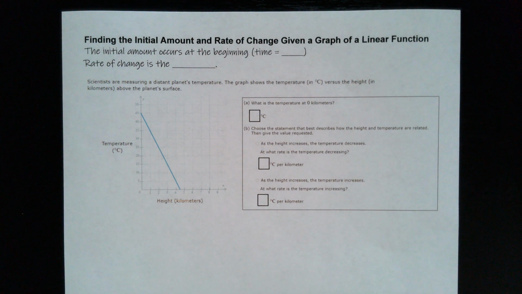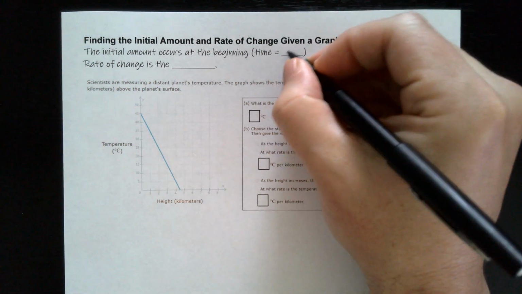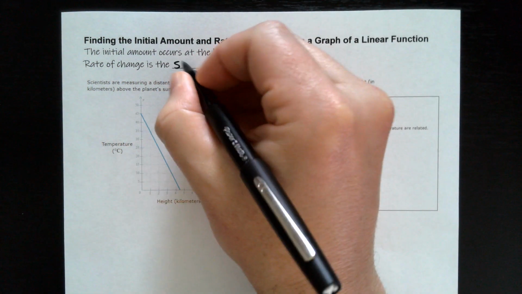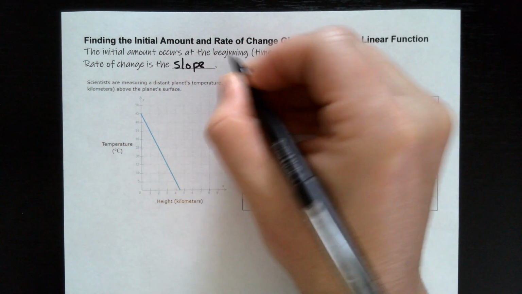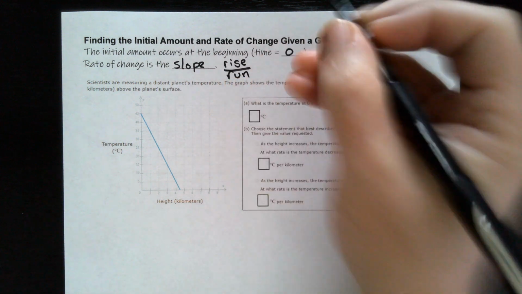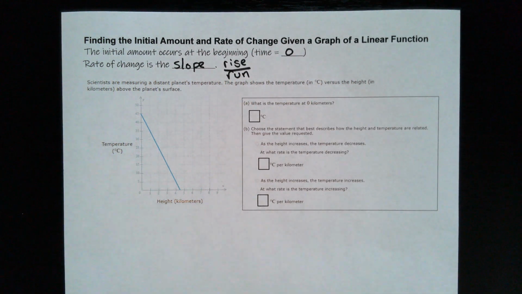In this video, we're going to be finding the initial amount and rate of change given a graph of a linear function. Keep in mind that the initial amount occurs at the beginning. That means time equals 0. And the rate of change is the slope, which I will remind you is rise over run. And if the slope's headed downward as you move left to right, then it will be a negative slope.